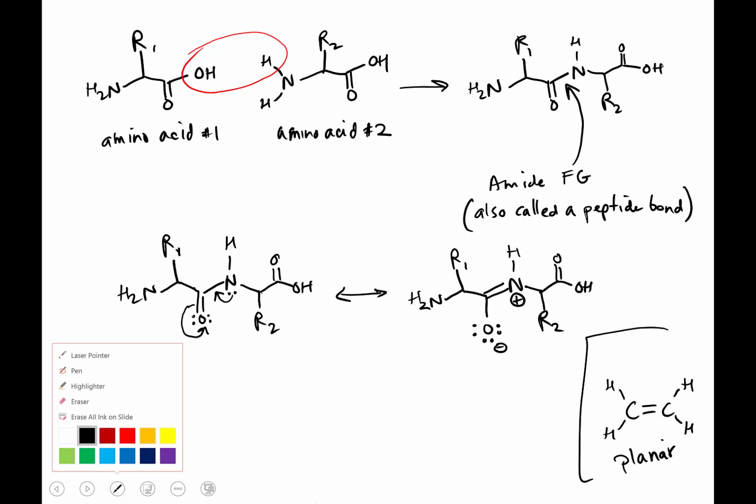It's important for a couple of reasons. Number one, it constrains the geometry of the amide functional group, and that's something that later becomes really important when we talk about bigger collections of amino acids, big proteins, and how they're folded together.